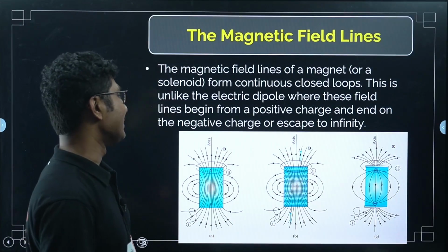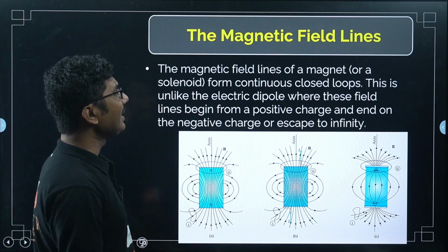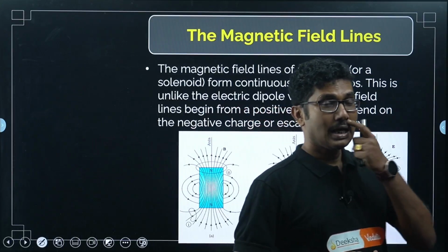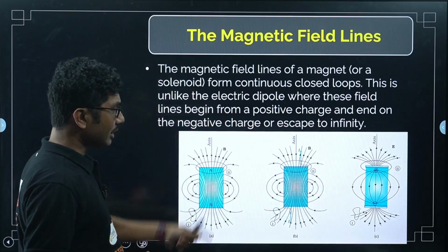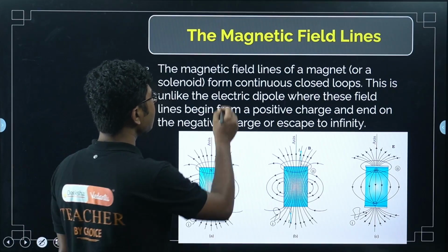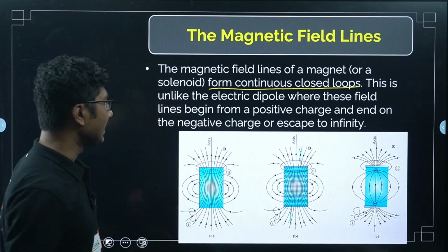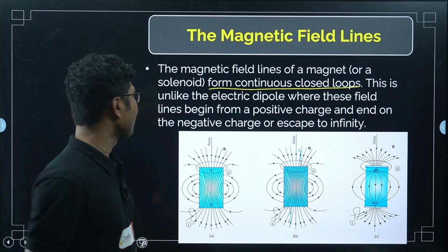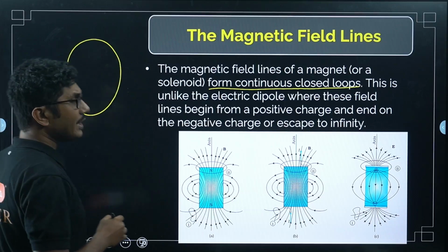The magnetic field lines, very important concepts. As you can see, magnetic field lines of a magnet or a solenoid. Now, as I said, solenoid and magnets are basically one and the same, we will see in a while. But for a solenoid or for a magnet, both of them will show this property: they form continuous closed loops. So whenever you are considering magnetic field lines, they are basically closed loops. What is the meaning of closed loop? If they start from here, they will end here. So they are closed loops.